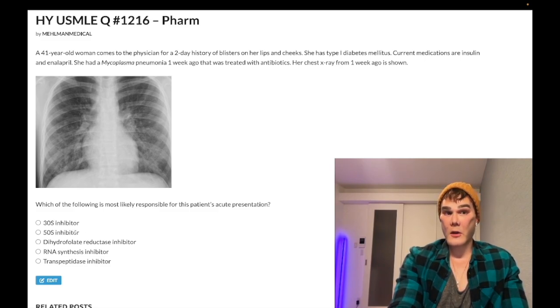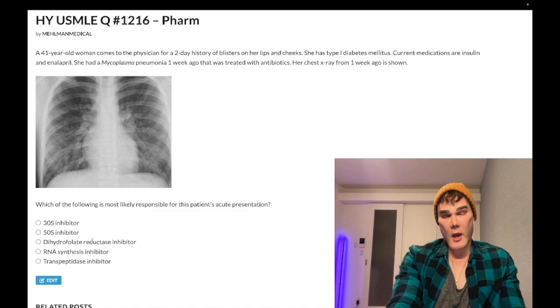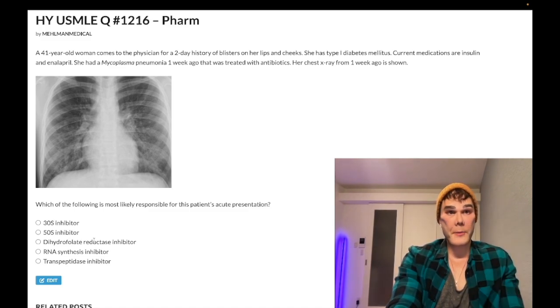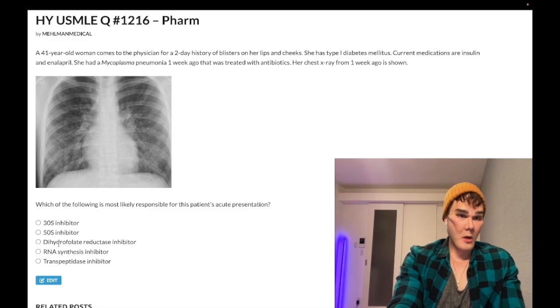But 50S inhibitor, not just azithromycin for chlamydia or mycoplasma pneumonia, but not used in this case, but also chloramphenicol, clindamycin, clindamycin for pulmonary abscess, linezolid. Wrong answer. And then azithromycin causes GI upset. Okay, so upset stomach, diarrhea, constipation. Choice C, dihydrofolate reductase inhibitor, wrong answer.